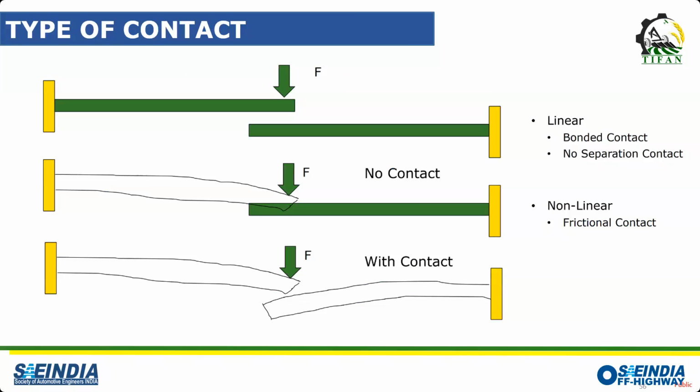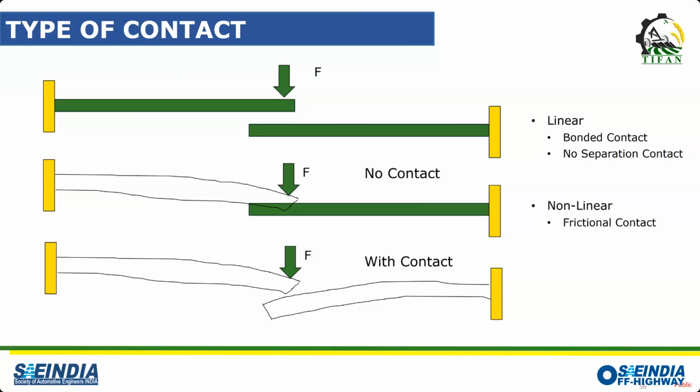Type of contact. Let's say these two beams are there. We have applied force on the top beam. If there is no contact, the deformation will be like this. This will not move in FEA, whereas in the actual case it should move, so that's why we need to define contact here. If we define it, it will move like this.